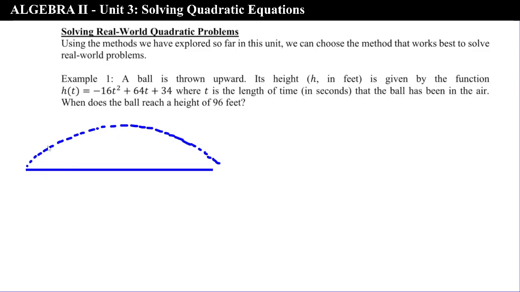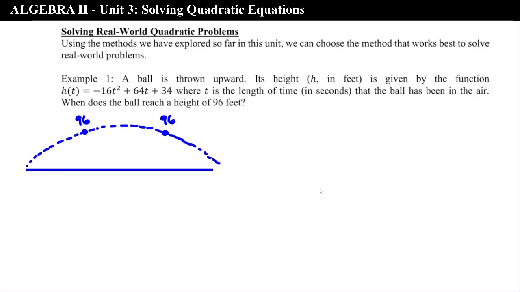So if the ball's going up in the air, we want to find out when does the ball reach a height of 96 feet. Well, it's going to hit 96 feet twice, right? Once on the way up and once on the way down, unless it happens to be the highest point. If it's the highest point, then it'll only hit 96 feet once. But let's assume that it's going to happen twice, that's not that ideal situation where 96 feet is as high as it goes. We'll find that out in this.